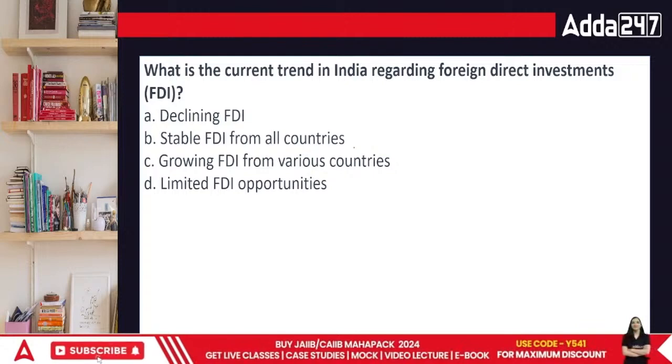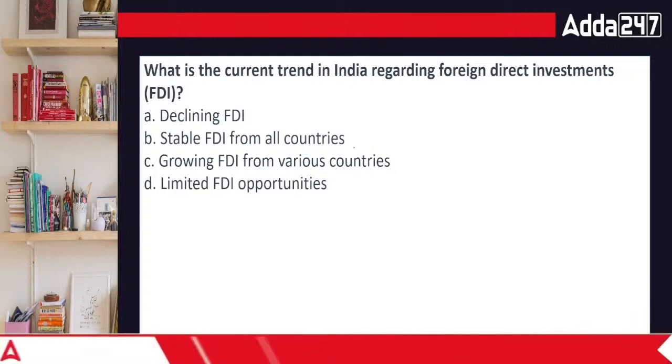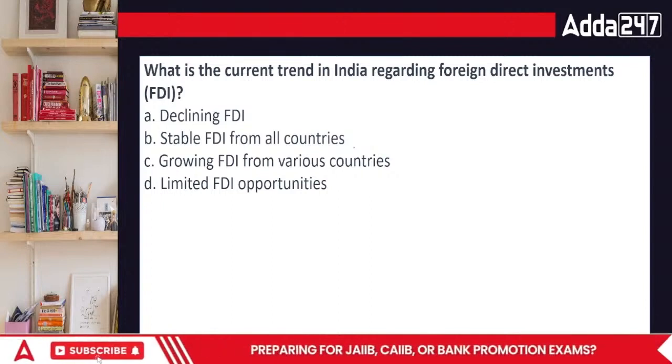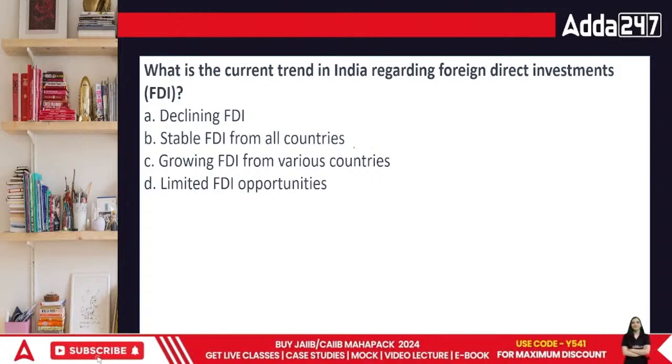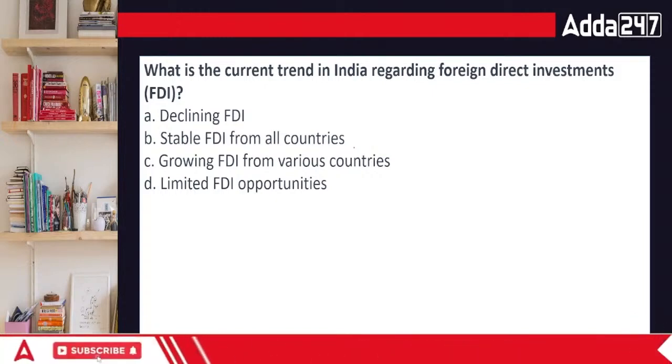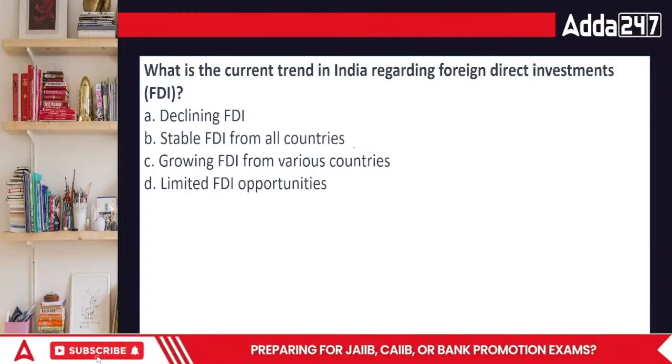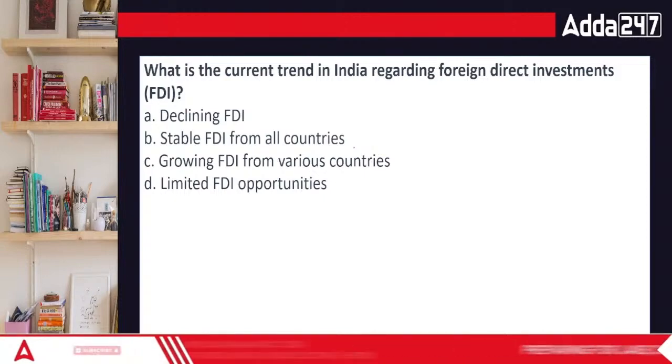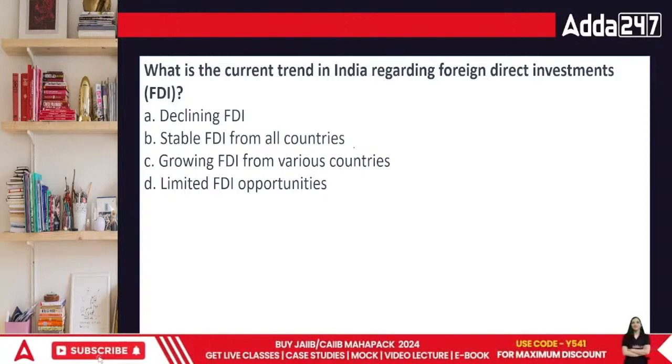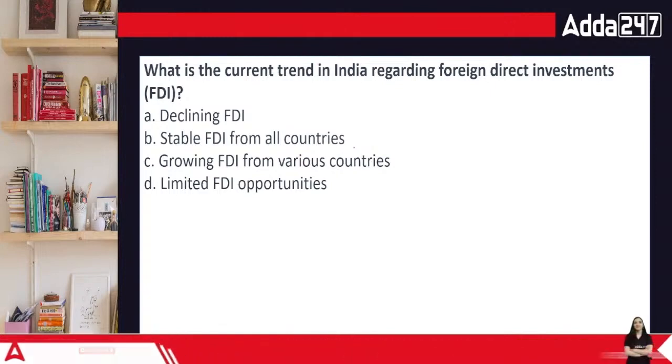What's the answer? Declining FDI, stable FDI from all the countries, growing FDI, or limited FDI opportunities. If you decline FDI, from where will you get the money? Foreign direct investment is money which is good for the country.